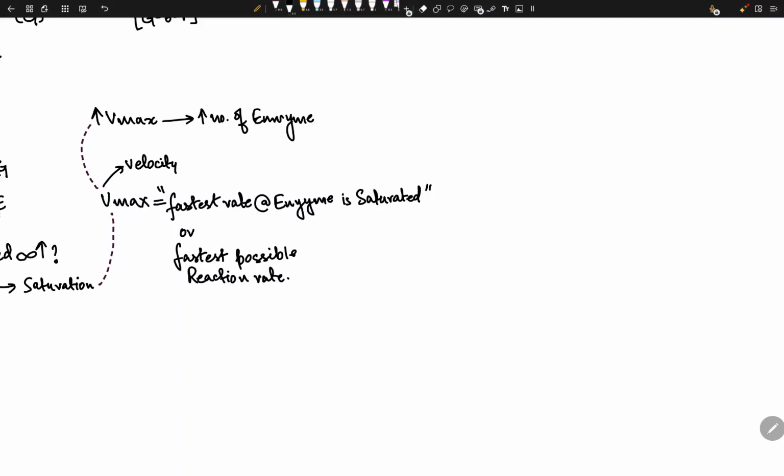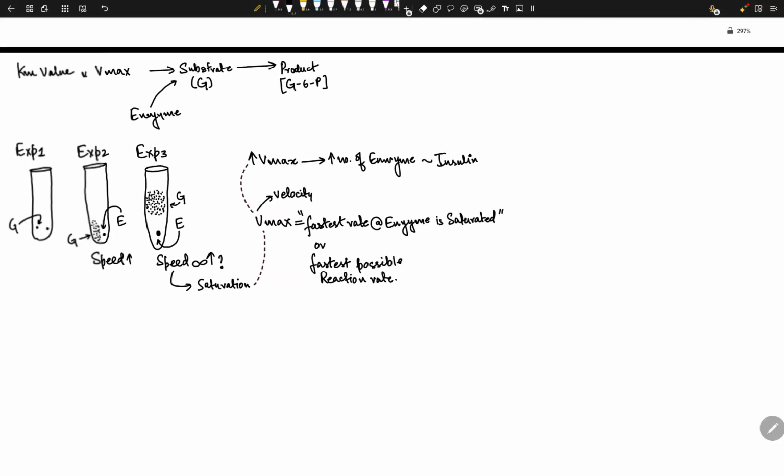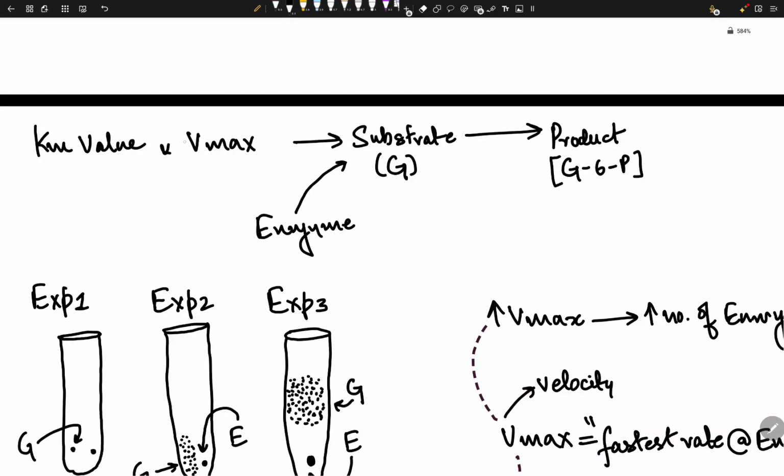So this is important for insulin, right? I'll come back to it. I'm gonna join you to this concept. Wait. Okay. So that is Vmax, right? Let's talk about Km. So Vmax, we are done with you. Not done, we understand you better now. What about the Km value?